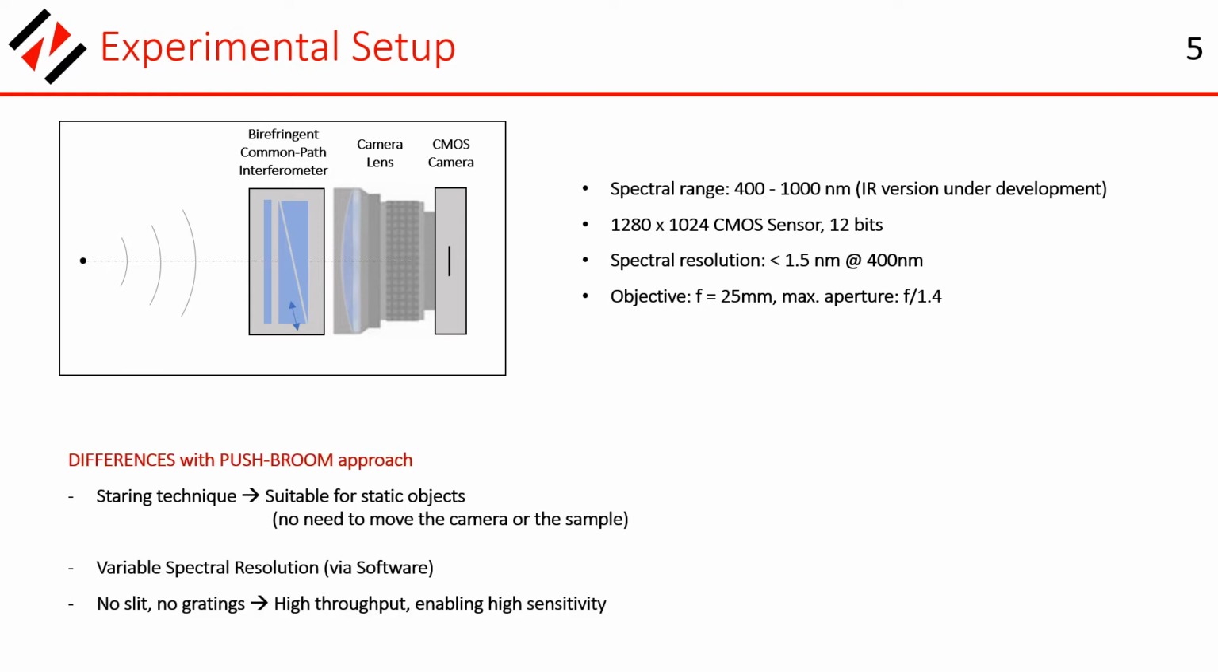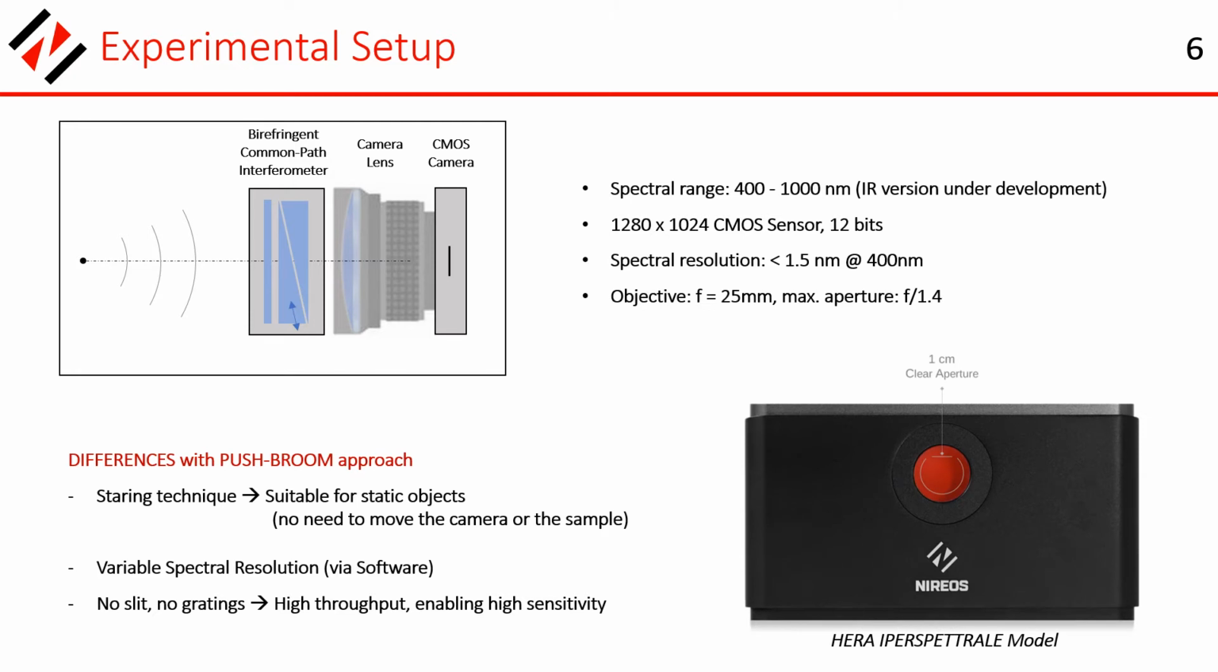The main advantage and difference with respect to the push-broom approach is the scanning technique employed. The camera does not need to move with respect to the sample during the measurement time, so it is suitable for static objects. Also, the spectral resolution can be varied via software, and the fact that no slits nor gratings are employed enables the device to have a very high throughput and high sensitivity. In particular, this is a picture of the HYPERSPECTRAL model, which is the commercial device, showing the 1 cm clear aperture in the front face.